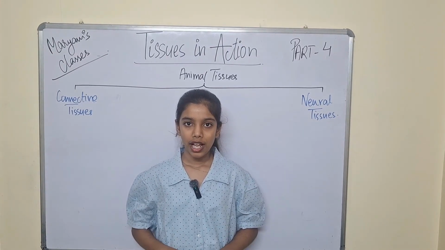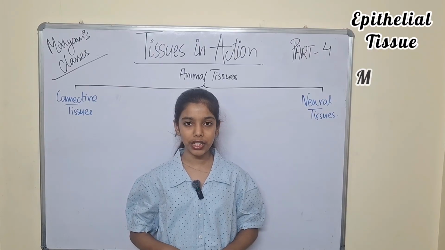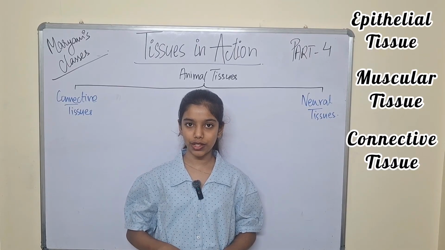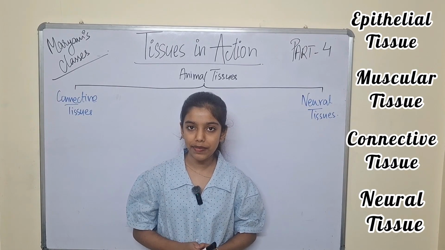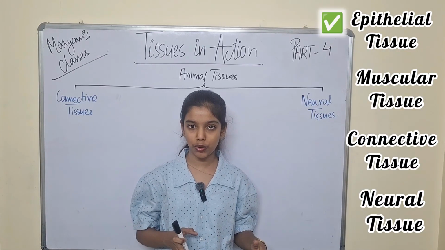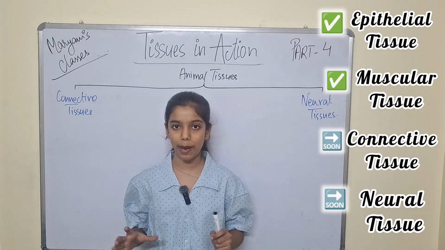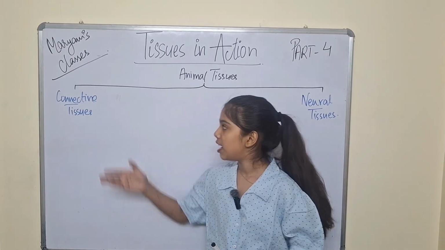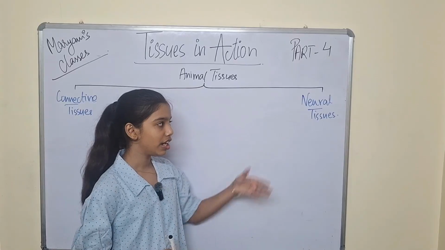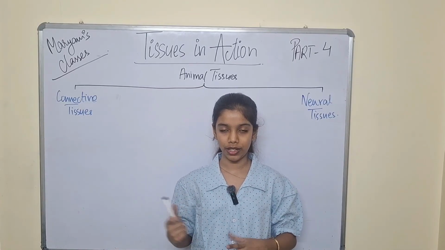As we all know, animal tissues are of 4 types: epithelial tissues, muscular tissues, connective tissues and neural tissues. In the previous video, we discussed and learned about the epithelial tissues and muscular tissues. Now, in this video, we are going to continue with the last 2 types of animal tissues, that is connective tissues and neural tissues. So, let's understand connective tissues.